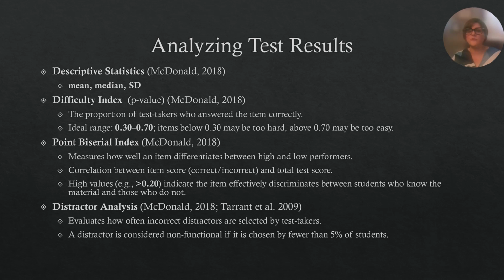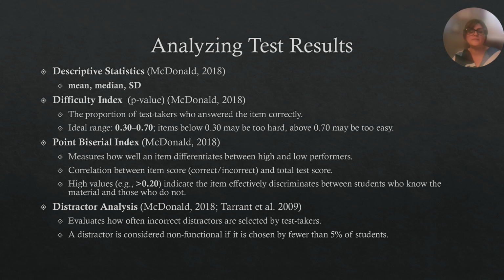But there are other ways in which you can analyze a test. There's the difficulty index, knowing the proportion of test takers that actually answered the item correctly. And in that value, if you have an item that calculates below 0.3, the item is likely too hard, meaning too many people missed it. Over 0.7 might mean that it was too easy and the majority of people got it correct.